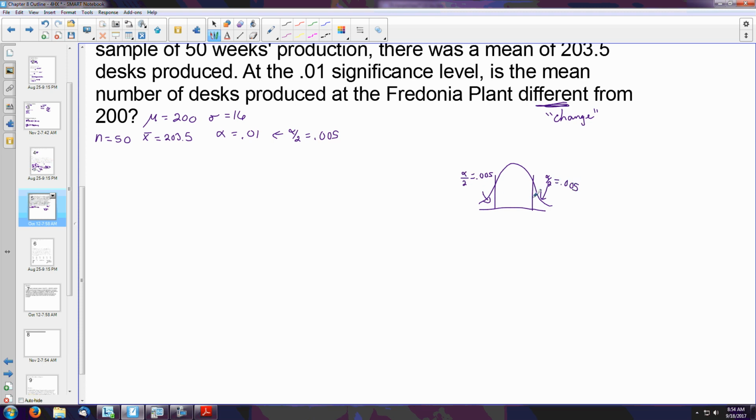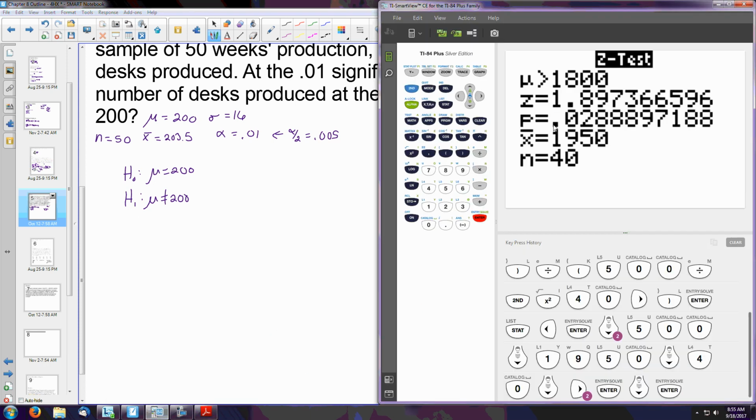Now, the other part of that is you actually have two critical values now, and we'll get into those after we set up our null and alternative hypothesis. Since we've identified that this is two-tailed, there's only one setup that it could be. The mean is equal to 200, or the mean is not equal to 200. Now, using again the table or the calculator, whichever method you prefer, go ahead and find your critical values.